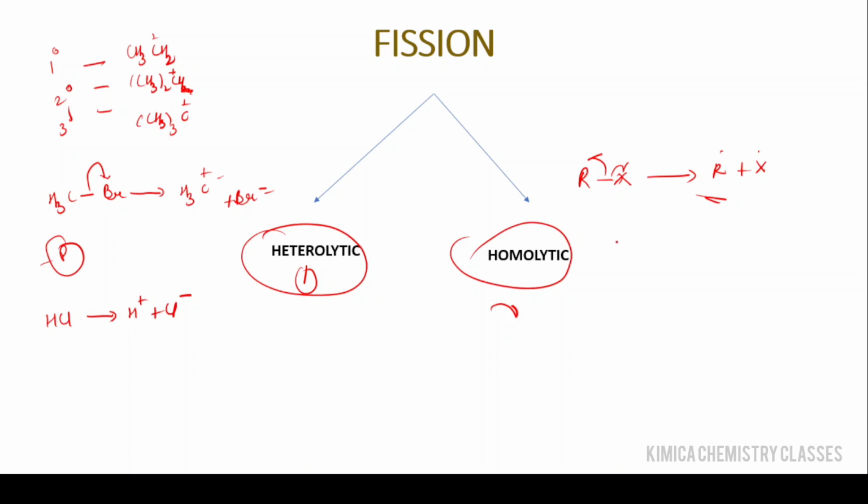So this is the methyl free radical, and this is ethyl. This is isopropyl, and this is tertiary butyl, right? So organic reactions which proceed by homolytic fissions are called free radical or homopolar or non-polar reactions, right? So this is about the homolytic and heterolytic cleavage, right?